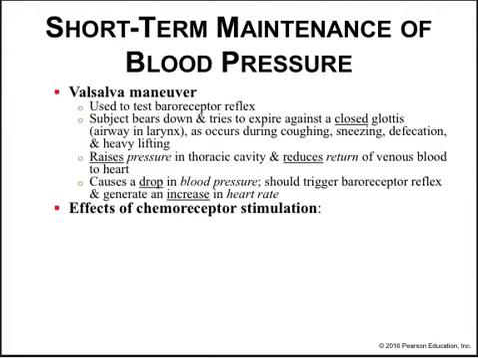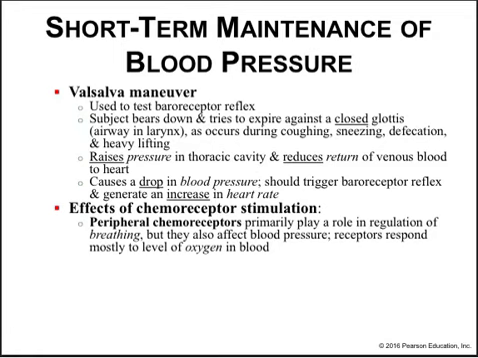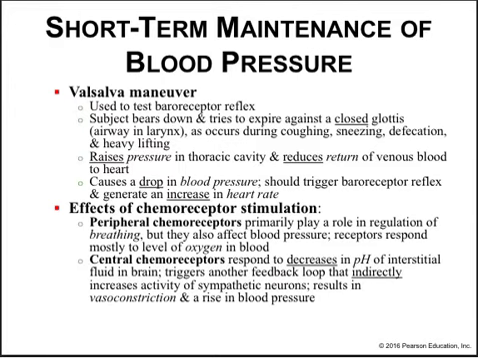The effects of chemoreceptor stimulation include the detection of oxygen and carbon dioxide and pH levels in the blood. This plays a key role in the regulation of breathing, but also affects blood pressure. The receptors respond mostly to oxygen levels in the blood. Central chemoreceptors respond to a decrease of pH in the interstitial fluid in the brain. This triggers another feedback loop that indirectly increases the activity of the sympathetic neurons and results in vasoconstriction and a rise in blood pressure.